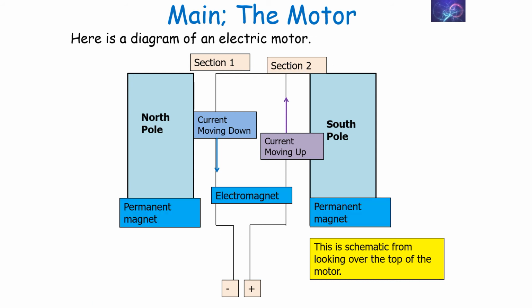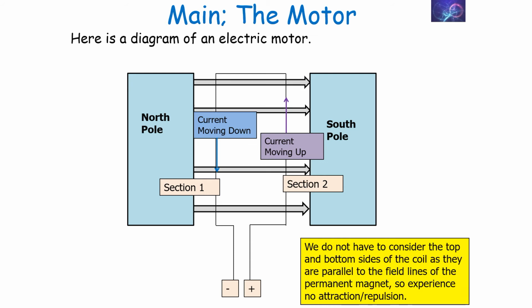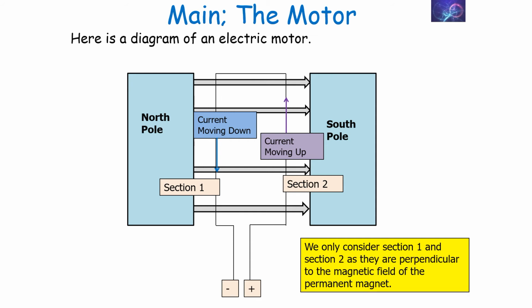Now you've got your electromagnet in the middle and the permanent magnet to the side. Now it's important to note that as the coil is moving around, the current will move in different directions because it will leave your plus and go to your minus, so we can actually consider the coil of our electromagnet as two different sections, section 1 and section 2. Now it's important to note we don't have to consider the top and bottom sides of the coil as they are parallel to the field lines of the permanent magnet, so experience no attraction or repulsion. So we've only got to consider section 1 and section 2 of our electromagnet because they're perpendicular to the magnetic field of the permanent magnet.